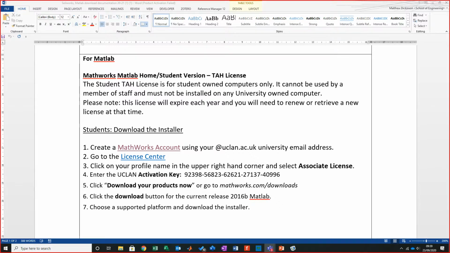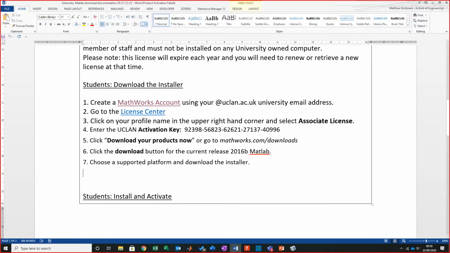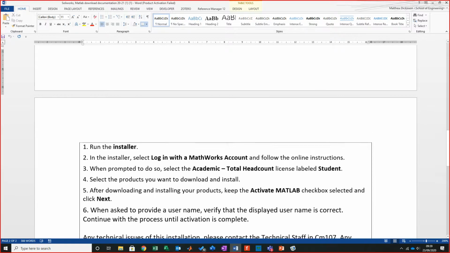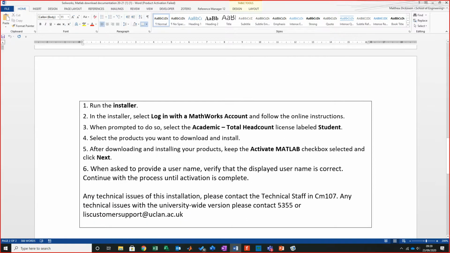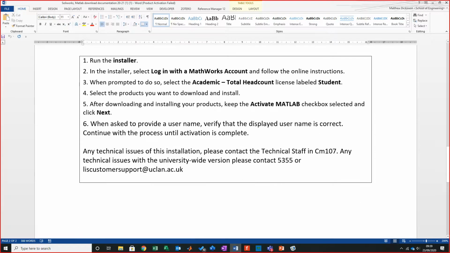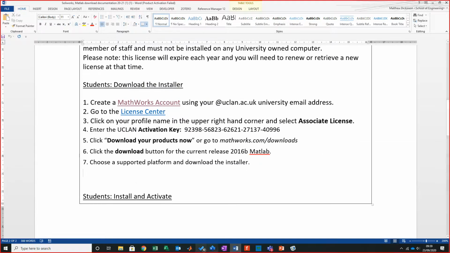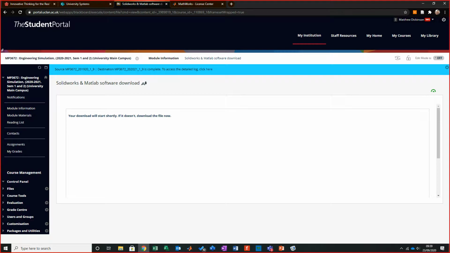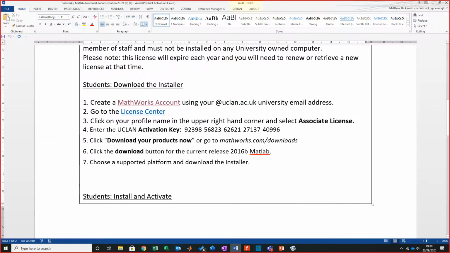Right, so let's have a look. Yeah, so these are all your installation processes, how to get it on and what you need to do with it. As I said, get onto Blackboard and download the paperwork and then just follow the paperwork through to get that installed.